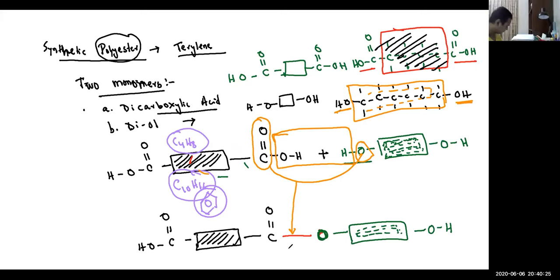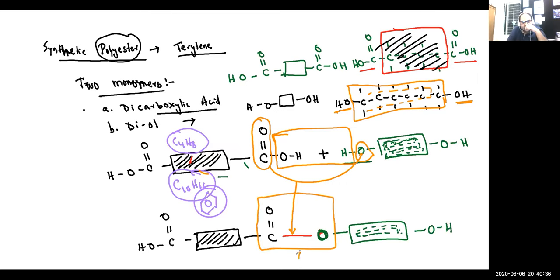So C double bond O. This has a special name. What is the name of this? Ester linkage. Ester linkage.